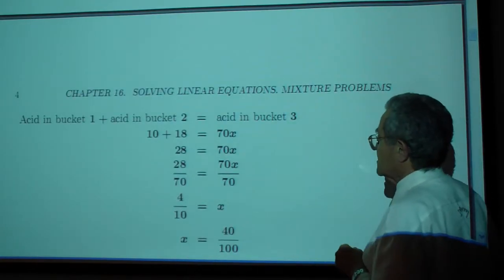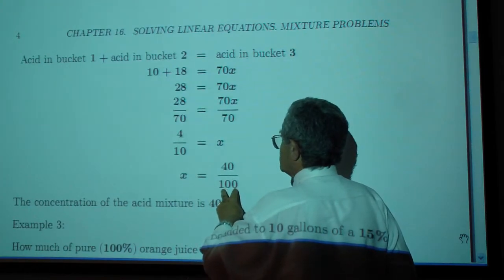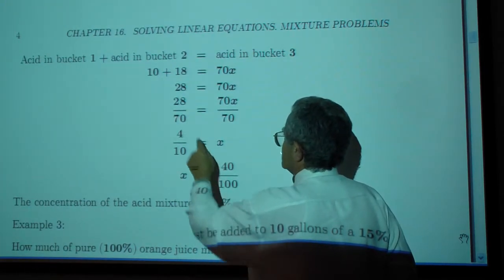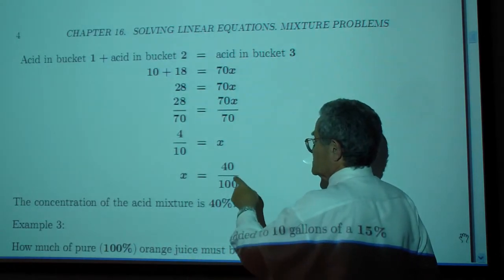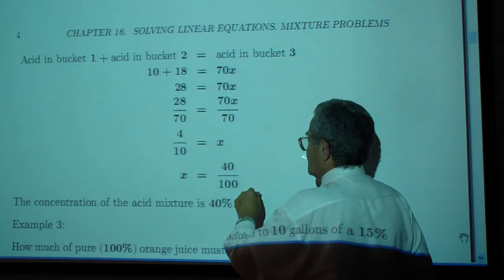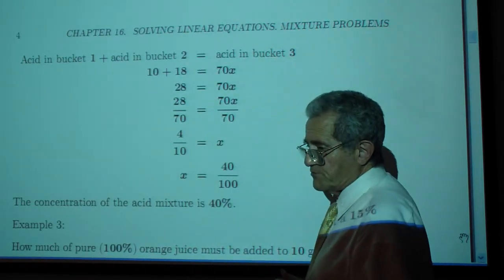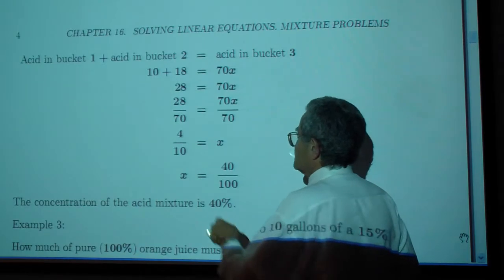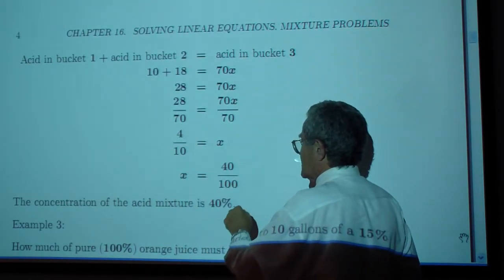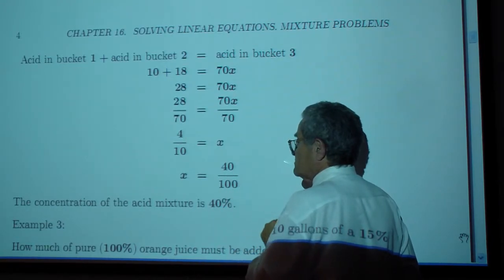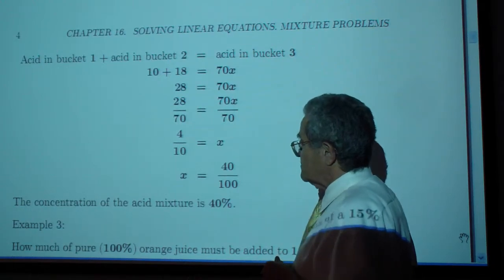Here we go. You combine like terms, you divide by 70, and you can simplify this. You really don't have to, so that gives you 4 over 10. You can write it as 0.4 and convert to a percent, or you can multiply numerator and denominator by 10, which gives you 40 over 100, and the per 100 means percent. So the concentration is 40%.